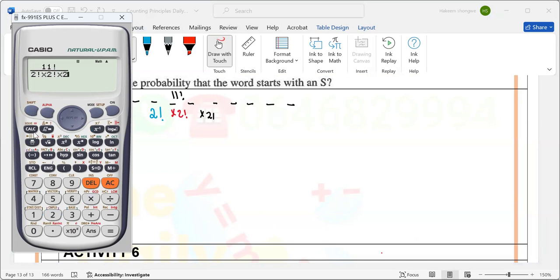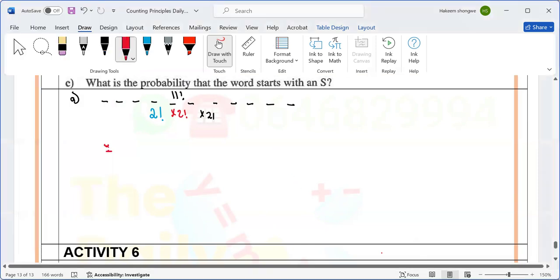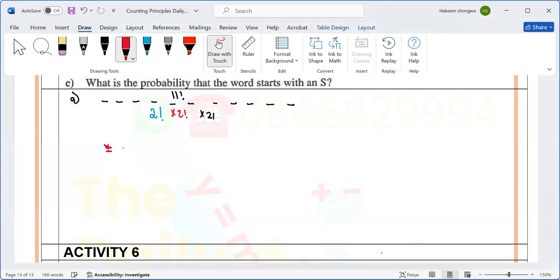And this is not probability. This is the number of word arrangements that we can have when we're using the word mathematics. We divide by the number of letters that are repeating themselves, that are identical. How many word arrangements can be made? It's 4,989,600.